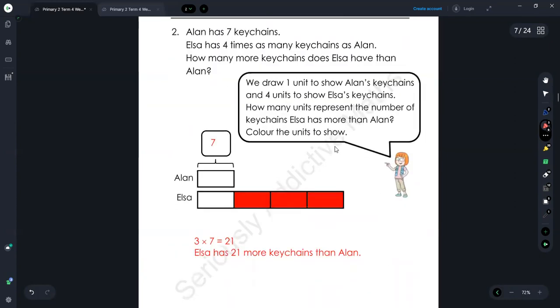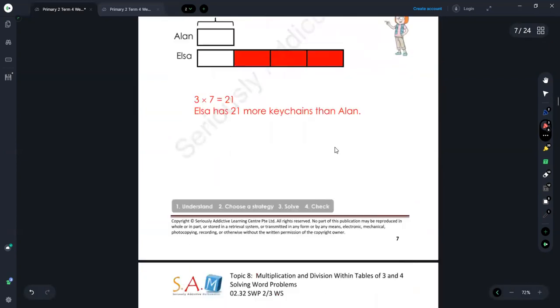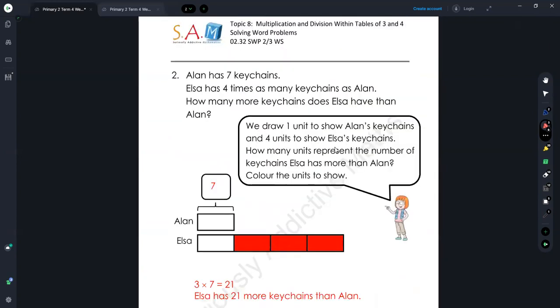Okay. And then I think this question here, okay, still scaffolded. All right, Alan has 7 keychains. Okay, so, and Elsa has 4 times as many, right? So you can actually draw over. So you draw Alan has 7 keychains, right? And then Elsa has 4 times as many, means they draw 4 parts. 4 times, 4 boxes, 4 times as many. Okay. And the question now is a bit different, right? You ask them, how many more keychains does Elsa have than Alan?